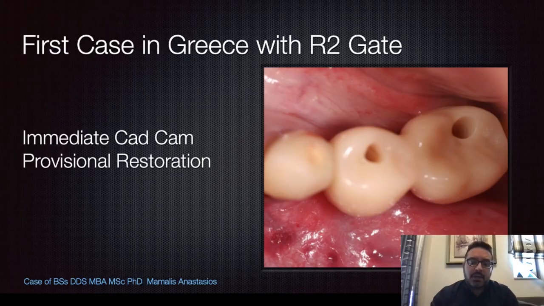I will keep the first R2Gate Greece case for the end, because instead of doing 1 or 2 teeth, we tried 4 teeth in the fourth quarter of the lower jaw, the second quarter of the lower jaw, and 4 teeth in the third quarter of the jaw.